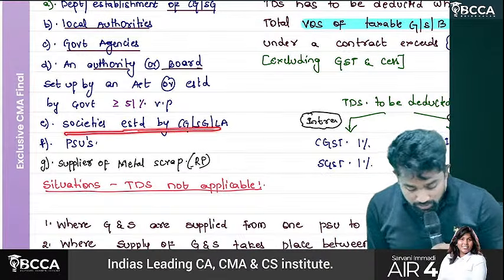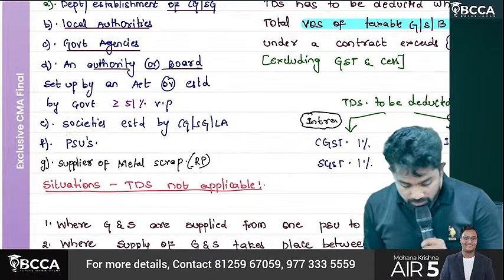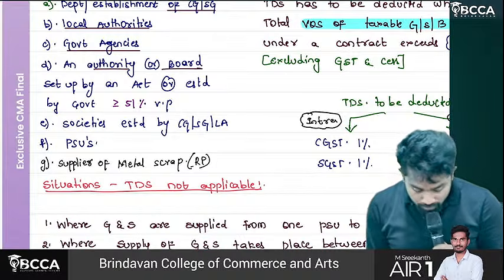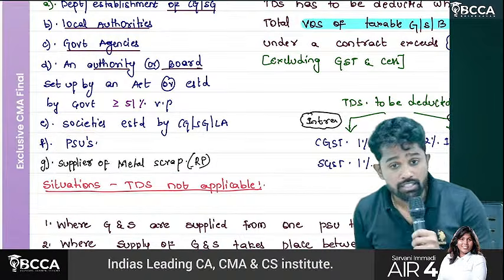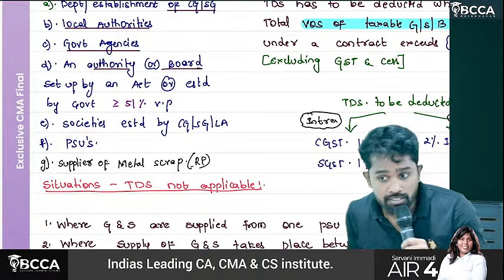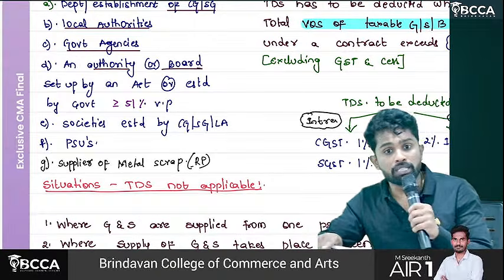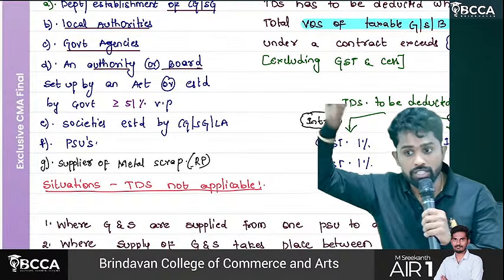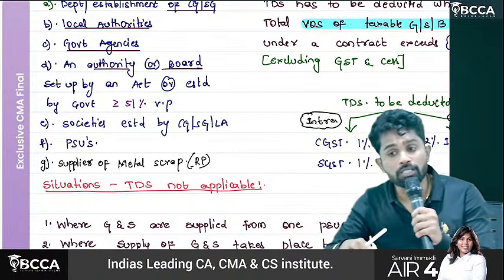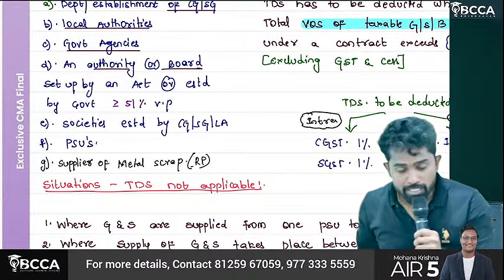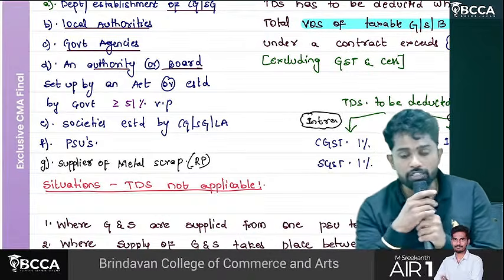If they are societies established by central government, state government and local authorities, PSUs, or any other person supplying metal scrap being a registered person. Sir, when an unregistered person supplies metal scrap, RCM applies to a registered person. But if a registered person supplies metal scrap, TDS is applicable. So once again, sir, to whom are TDS provisions applicable?